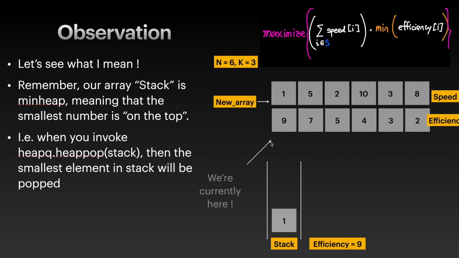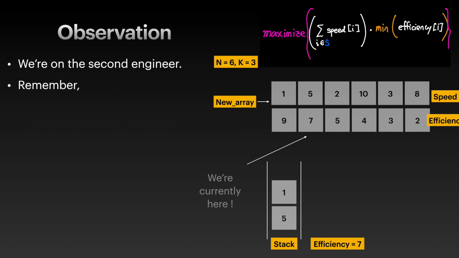Say we are starting here, and our stack, since it is initially empty, we can use heap push with this 1. So our stack will have 1 and our efficiency will be 9. And then our performance so far is just 9. Also remember, stack in this case is the min heap, meaning that the smallest number is on the top. What do I mean by that? When you invoke heapq.heappop on this stack, then we will get rid of the smallest number in our stack.